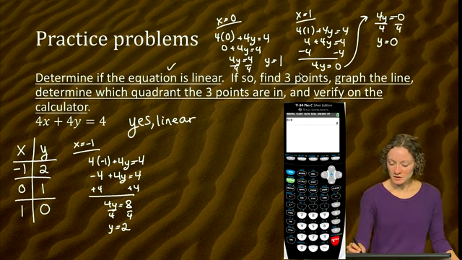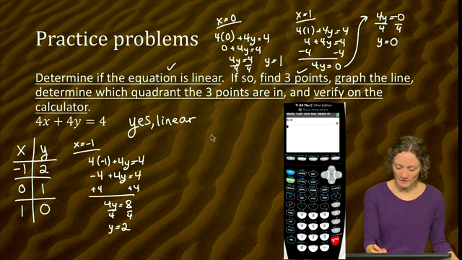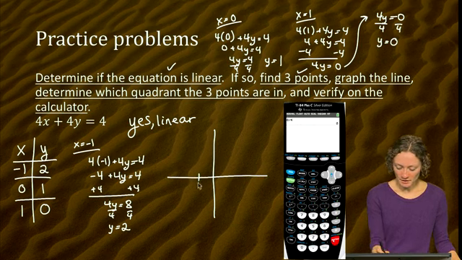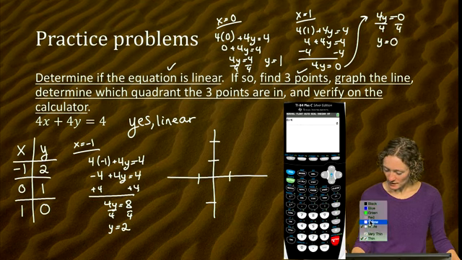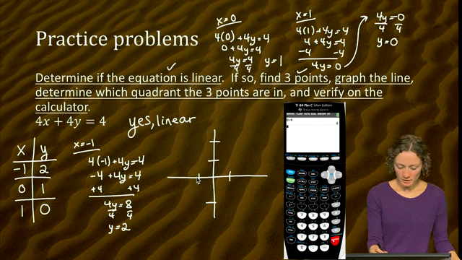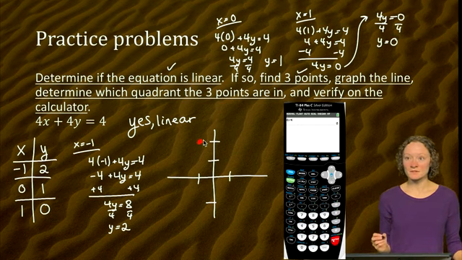So we determined it's linear. We found 3 points. Now let's graph the line. Plot these ordered pairs. I'll do this in red again. -1, 2. First ordered pair.